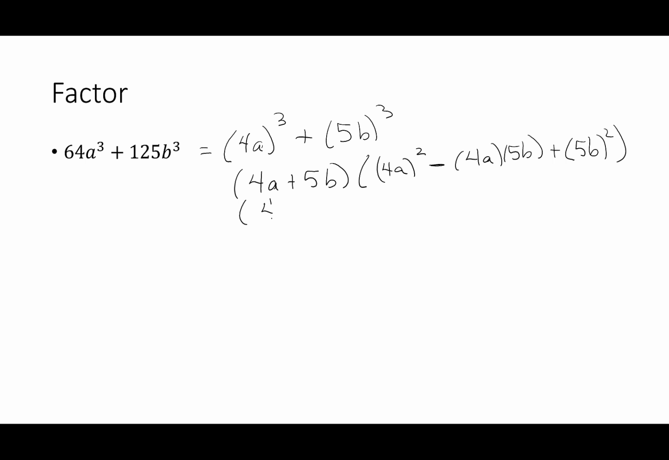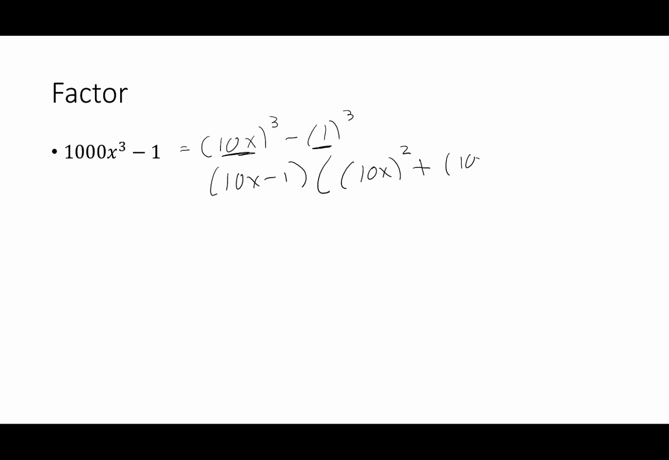So I used my formula of x plus y, x squared minus xy plus y squared. We have a little bit more to do. This is 4a plus 5b. 4a squared is 16a squared. 4a times 5b is 20ab. 5b squared is 25b squared. Let's try one with subtraction.